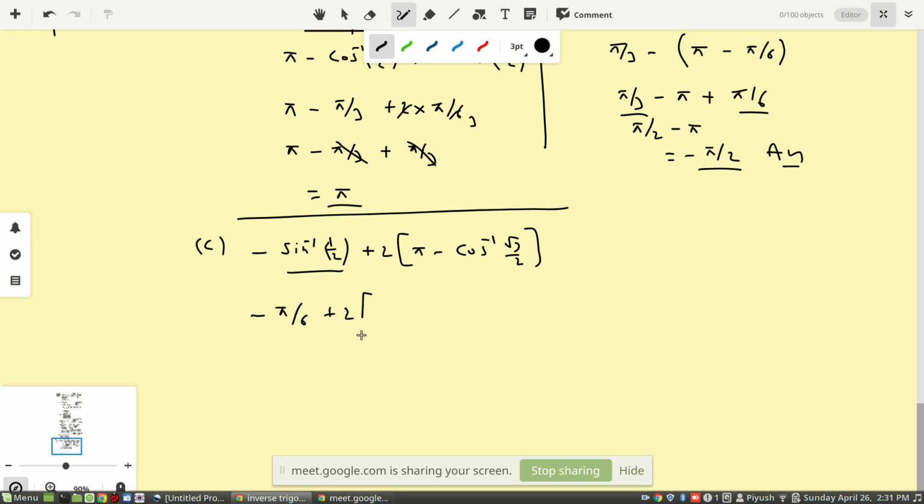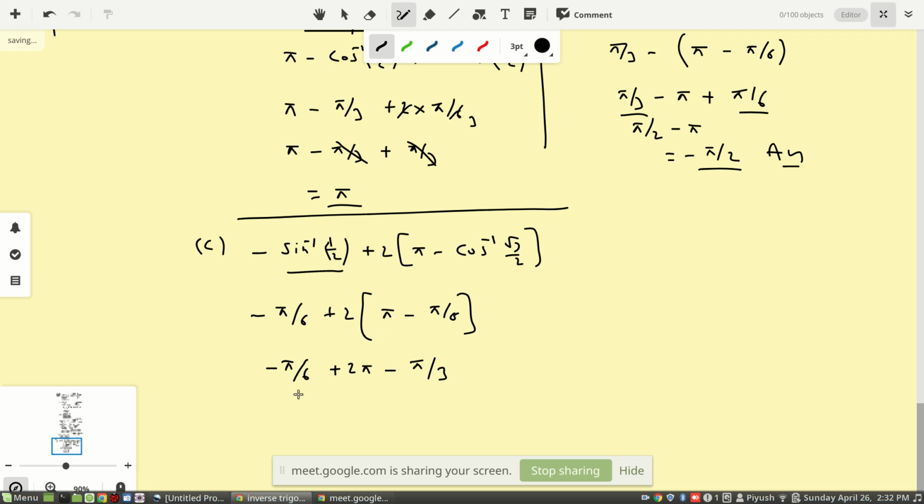And plus 2 is outside. Then here is pi minus cos inverse of root 3 by 2. Again, you need to ask the question: at what value of theta is cos theta root 3 by 2? So cos theta is root 3 by 2 means the answer is 30 degrees. So this is pi by 6. Okay. Now after this you have to solve. So minus pi by 6. This is plus 2 pi. And if you multiply 2 here, plus minus minus, so pi by 6, so this is pi by 3.